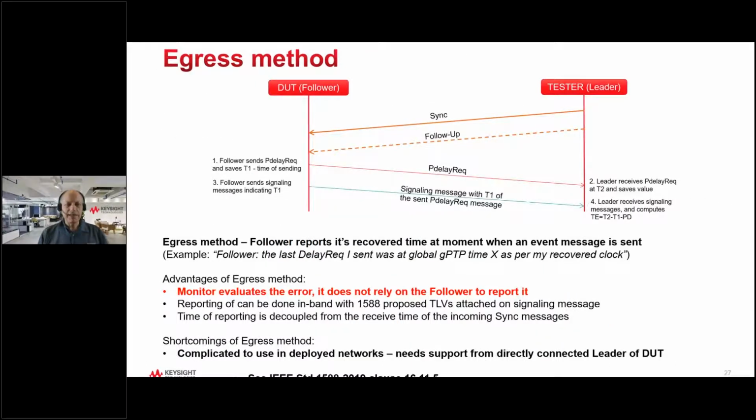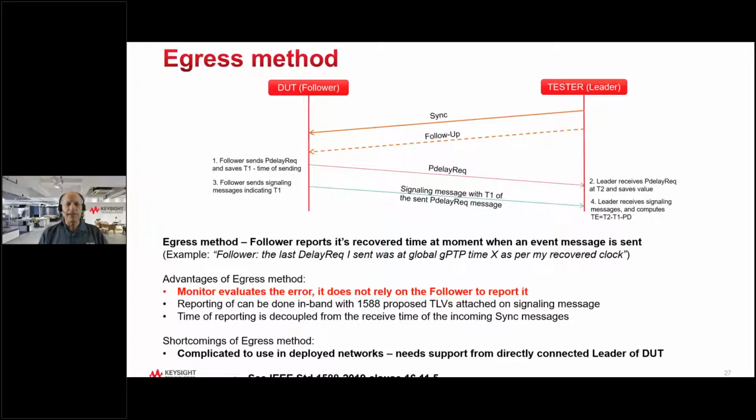The egress method basically works on the opposite. It measures the time that a PTP message was transmitted from an egress port. Now, the egress method cannot be used across either a TC or a BC, so it really needs to be worked on a directly connected device.